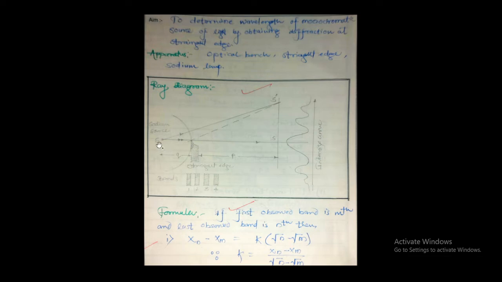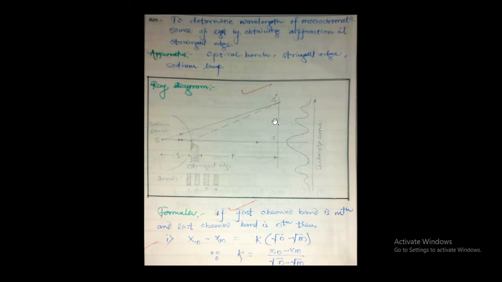According to the rectilinear propagation of light, light always travels from source to screen. It is shown by this dark ray here. When there is an obstacle in between, the light bends. As per the definition of diffraction, the light bends, shown from S to S dash, and so on.